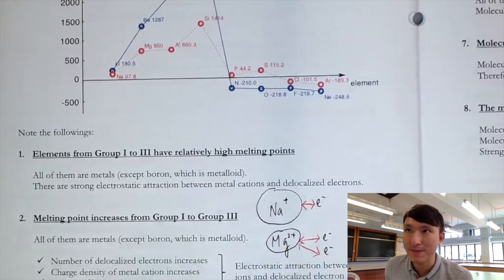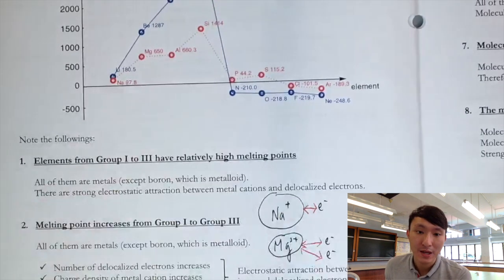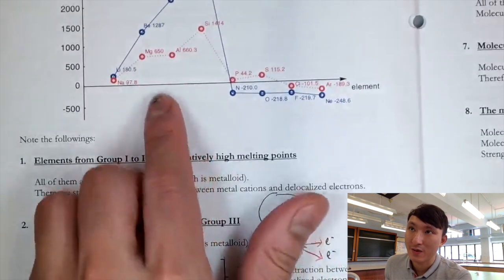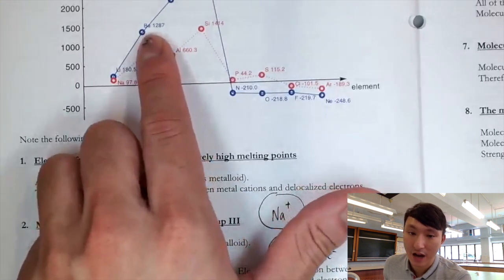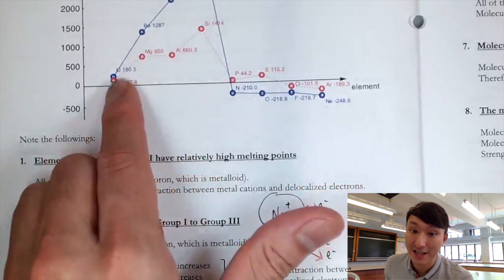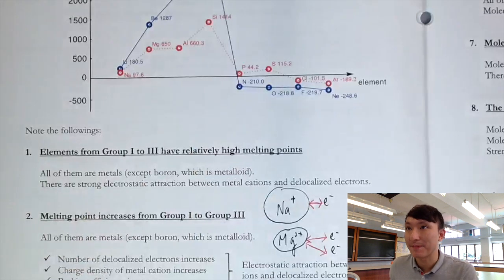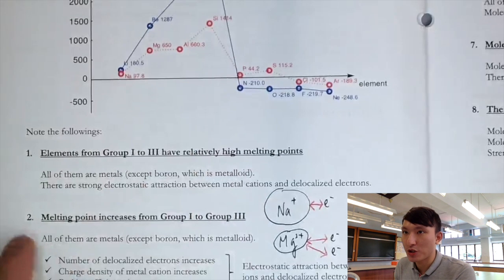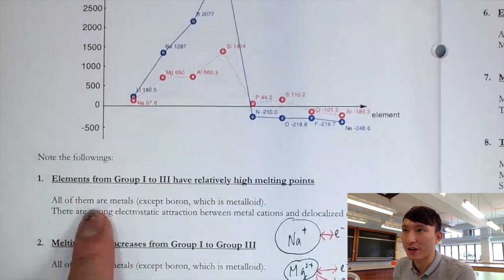The same idea goes for aluminium. And it is the same idea when we have to explain why beryllium has a higher melting point when compared to lithium. Alright? So that's the idea. That would be point number 2. Now point number 1, I forgot to talk about it.